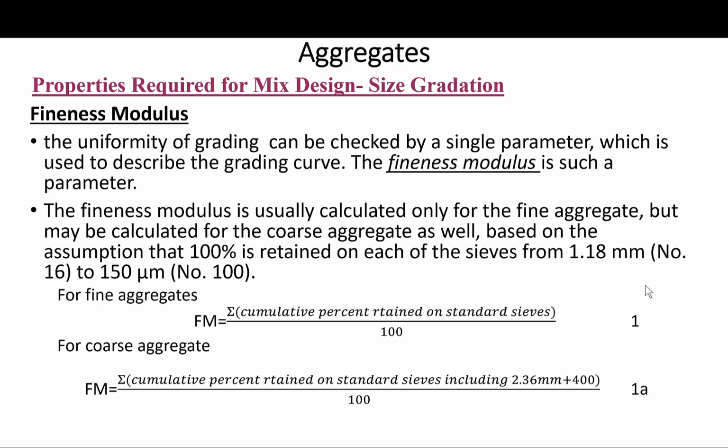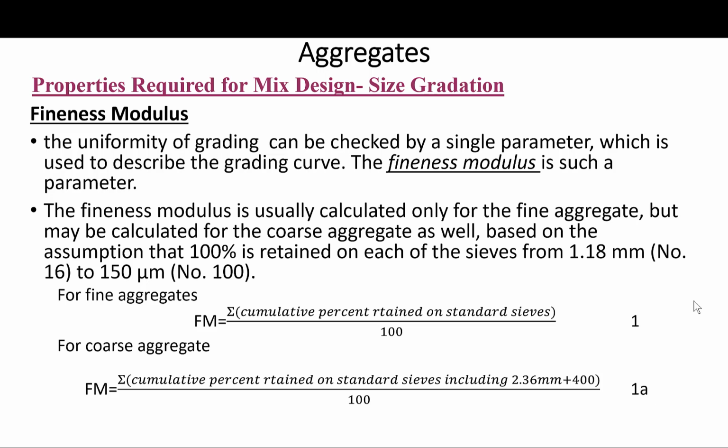Okay, so speaking of the uniformity of the aggregates, the use of a single parameter to describe the grading curve can be useful in checking the uniformity of a grading. The fineness modulus is such a parameter. It is defined, as shown in equation number 1 here, as the summation of the cumulative percent retained on standard sieves divided by 100.